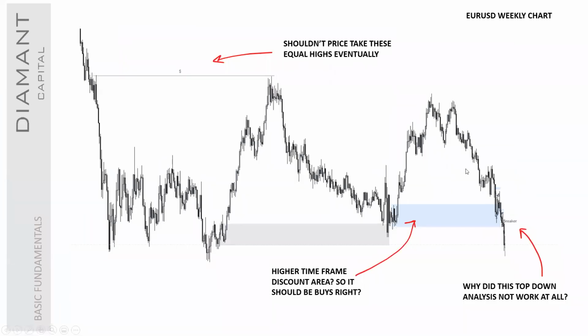But the question here is, why did this top-down analysis not even work this time? You've just got to think, if technical analysis is always going to work, why did this not work at all? The main reason is fundamentals. Many traders do not actually understand the direction of the markets. Why did price move up so much higher up here? Why did price move down? It's not simply just because it mitigated this high time frame order block down here or up here. It's much more in depth than that.